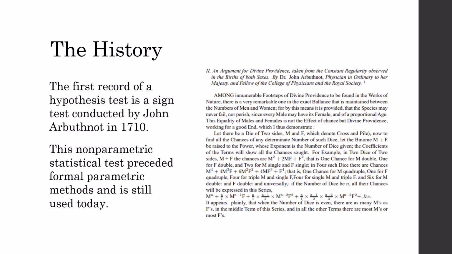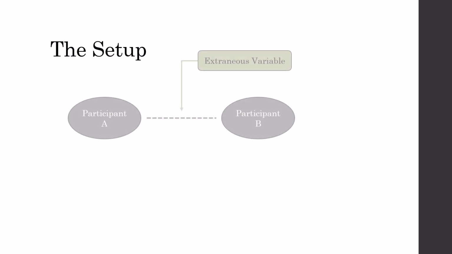In this first use case for the sign test, we're going to set up a situation in which we have 2 matched participants. What does it mean to be matched? It means that we have access to an extraneous variable, and we can find participants that are similar to one another on that extraneous variable. In order to be an extraneous variable of any use, this variable needs to be related to the outcome measure that we're going to be using in our study.